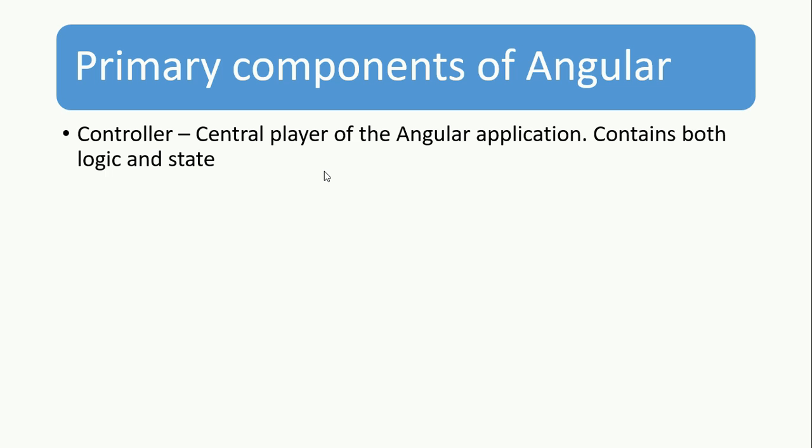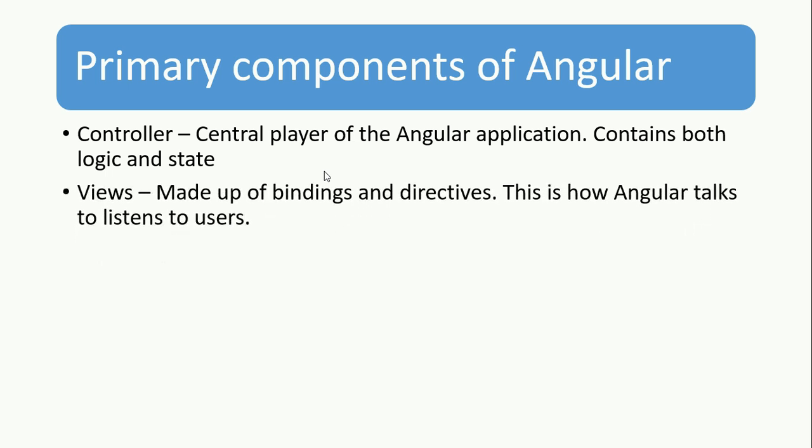So here we'll understand. The controller plays the major role over here. The central player is the controller. It controls everything, the logic as well as the state. The views are made up of bindings and directives.